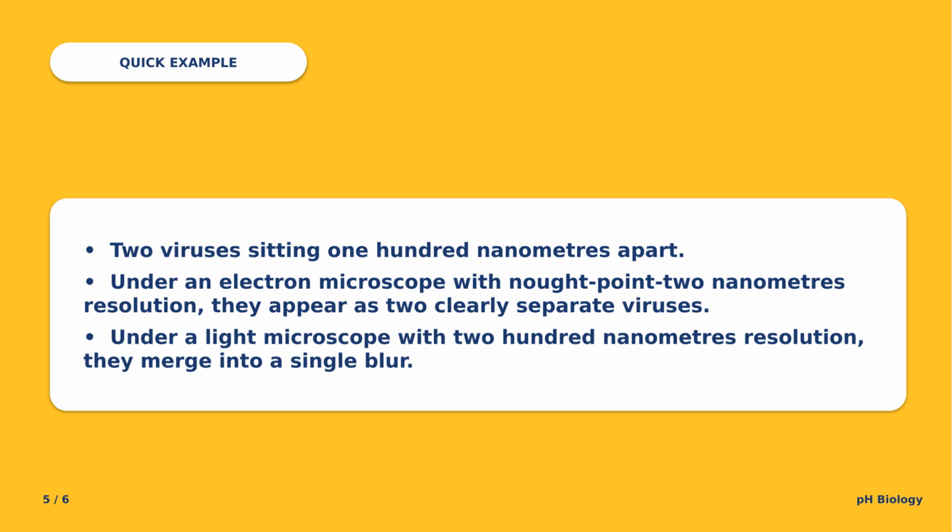Quick example. 2 viruses sitting 100 nanometers apart. Under an electron microscope with 0.2 nanometers resolution, they appear as 2 clearly separate viruses. Under a light microscope with 200 nanometers resolution, they merge into a single blur. Same viruses, different stories.